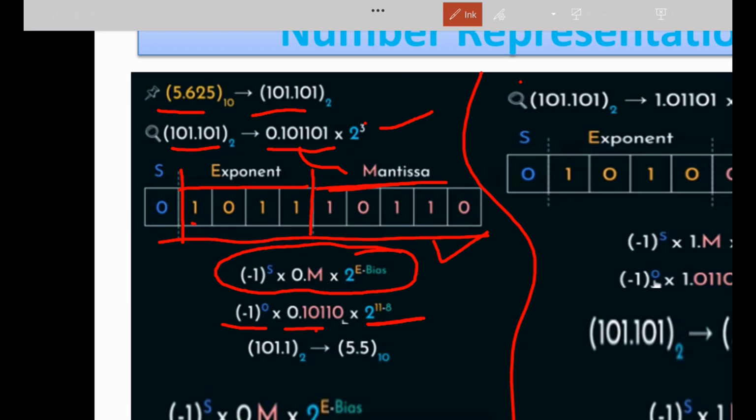What is 11? My exponent is 11; you can check, 1011 is 11. So 11 minus 8 is equal to 3, which gives 2 to the power 3. If you solve this, you will get 5.5. This is my final output of this floating point representation.